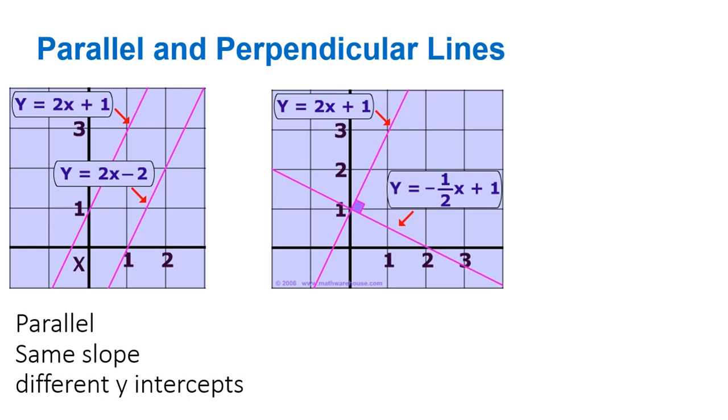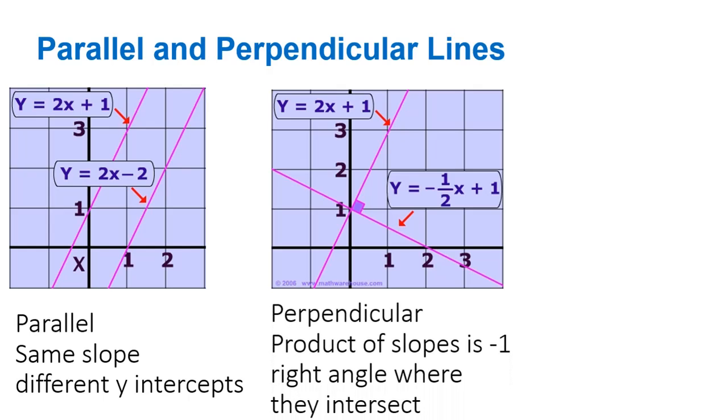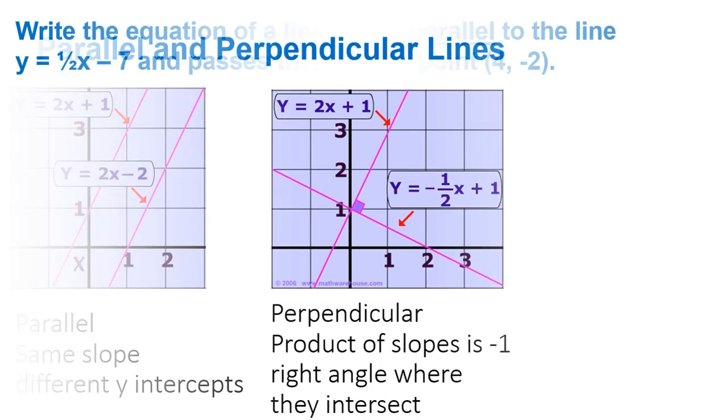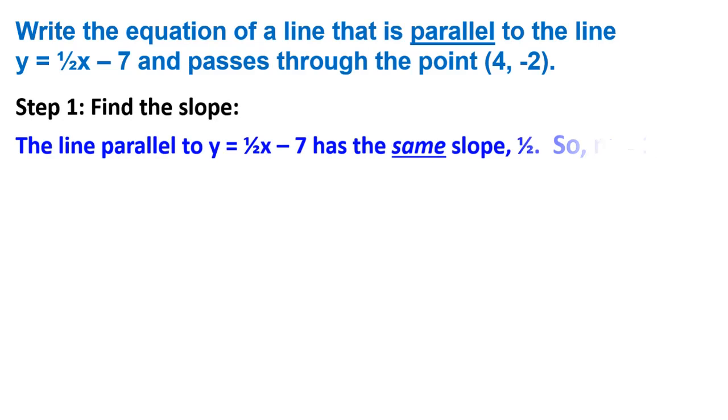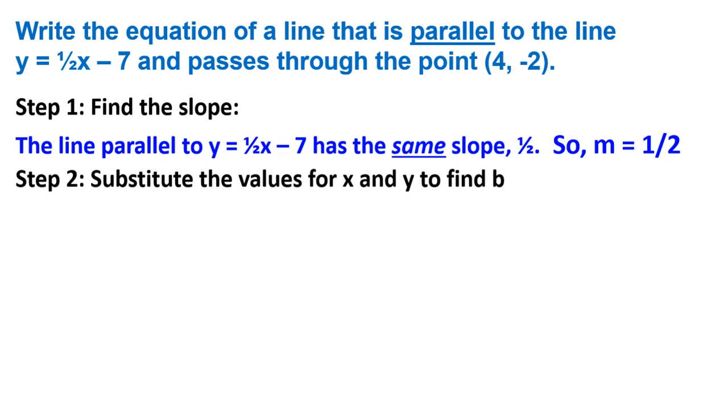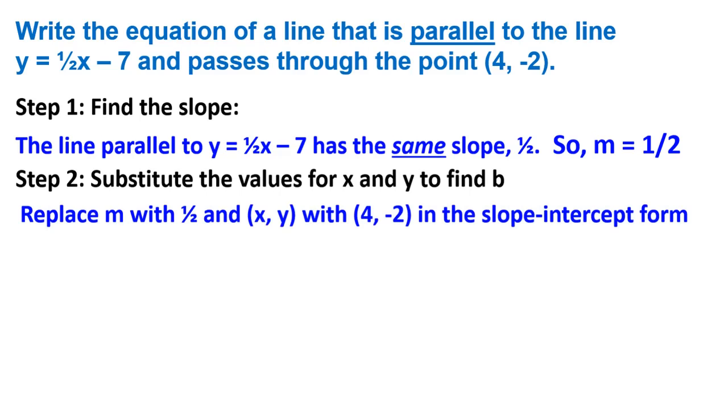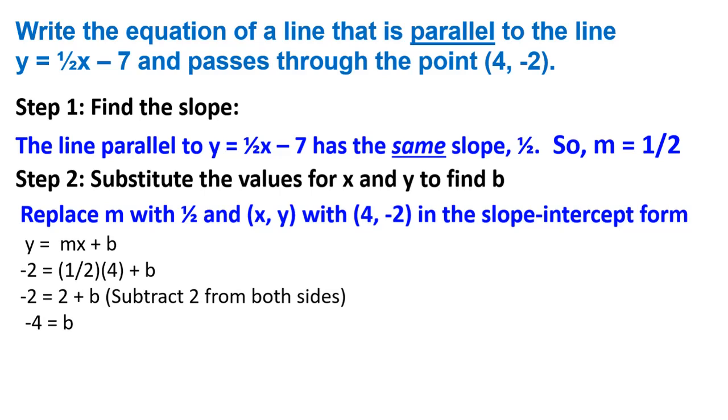So let's try one. Here I've got to write an equation that's parallel to this one, and then it goes through this point. Well, since it's parallel, I know my slope is 1/2 because parallel lines have the same slope. And I've got a point, so all I'm going to use is y equals mx plus b and substitute in the x and the y, and I've got my equation.